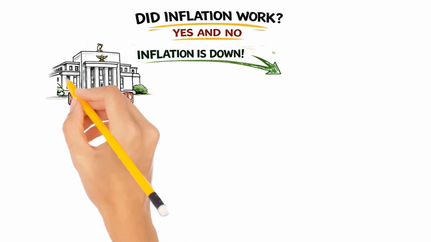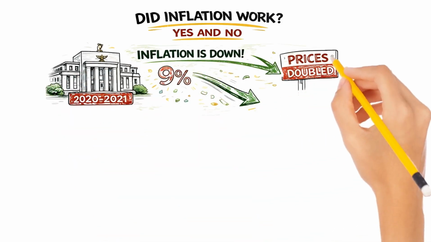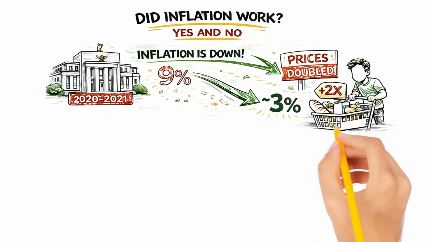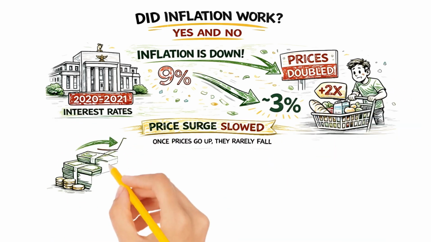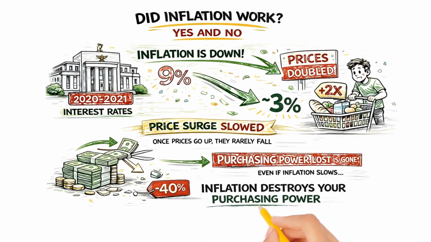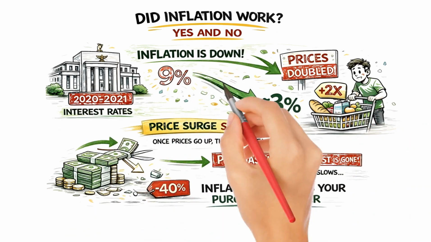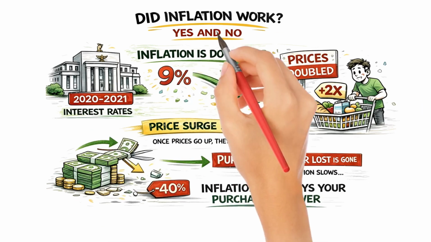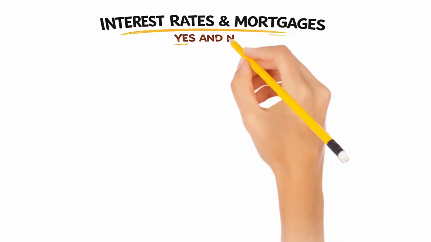Did it work? Yes and no. Inflation came down from 9% to around 3%, but prices didn't go back down. Your groceries that doubled in price? They stayed doubled. That's how inflation works. Prices rarely decrease. They just stop rising as fast. And this is why inflation is so damaging to wealth. Once purchasing power is lost, it's lost. You don't get it back even when inflation slows.